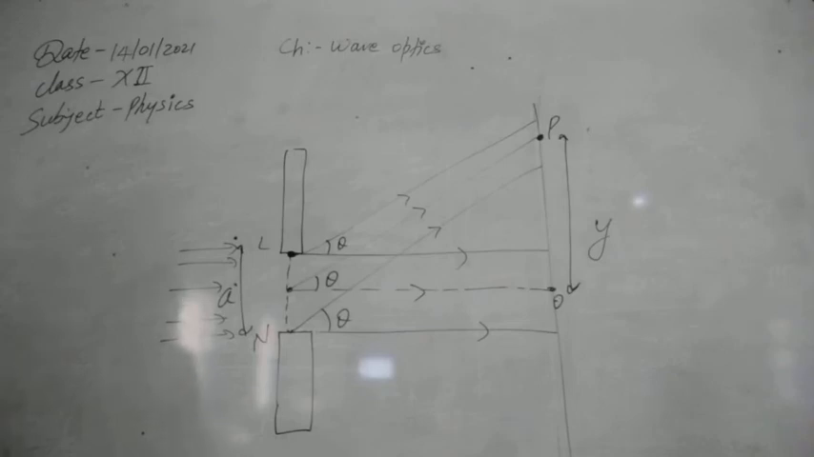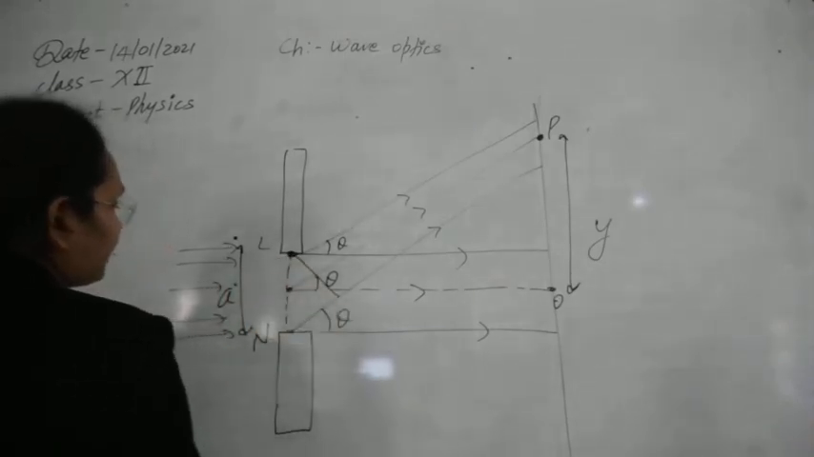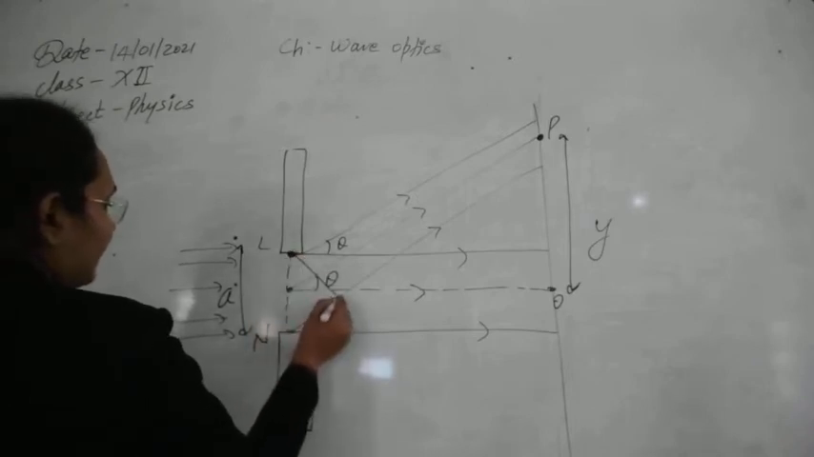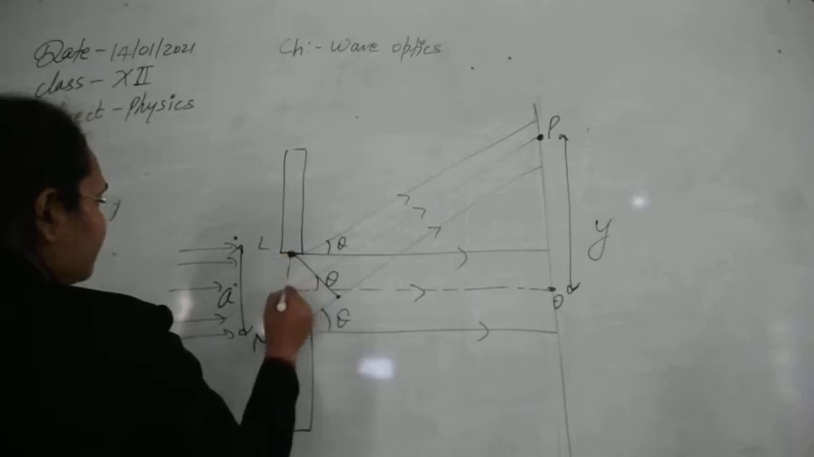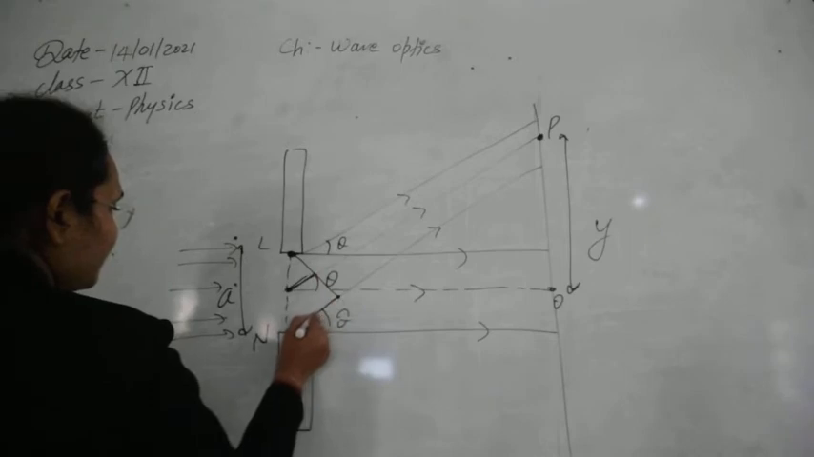To find that, we can just draw a perpendicular on this. If we draw the perpendicular, then the wave that travels an additional path has this value from here to here. This is the additional path.